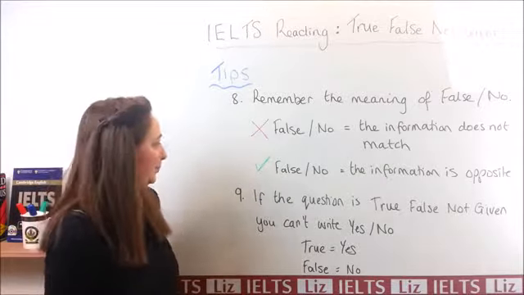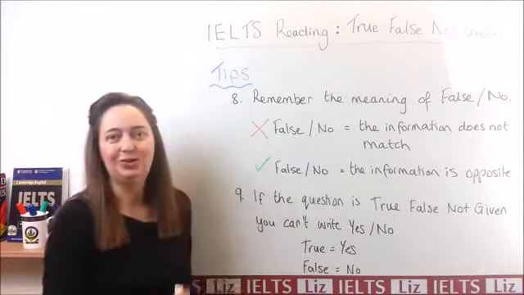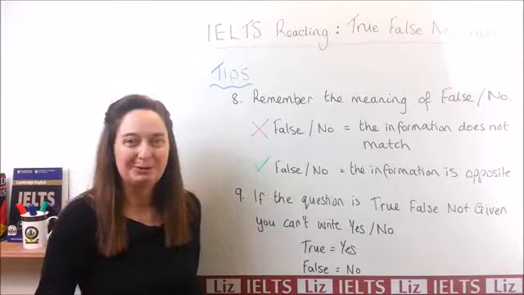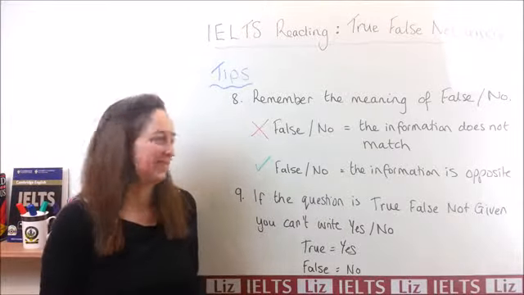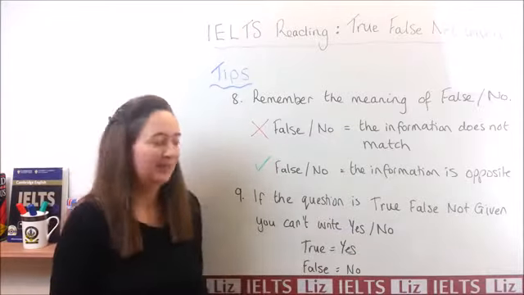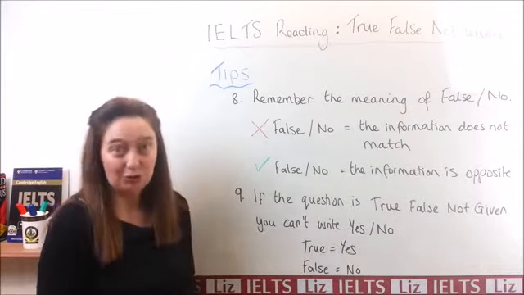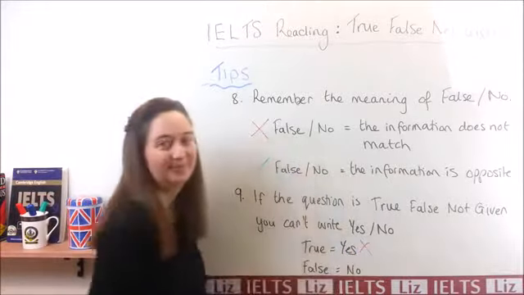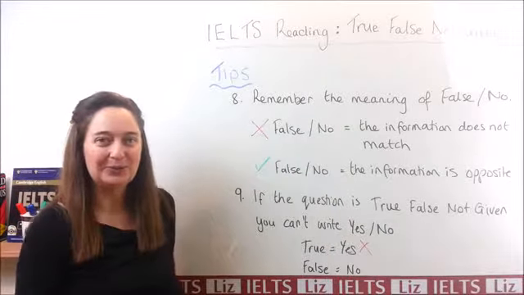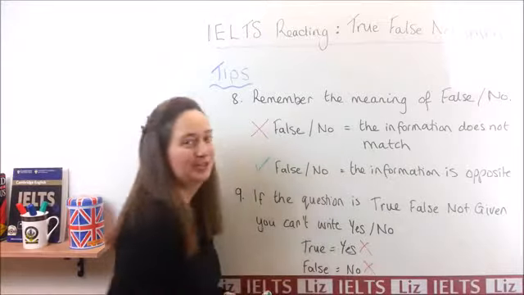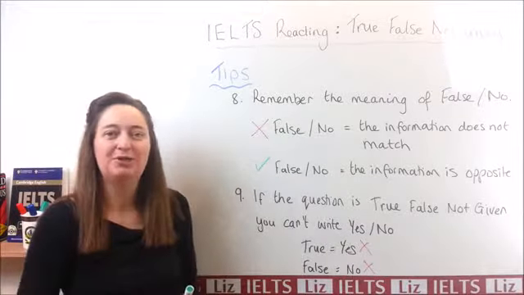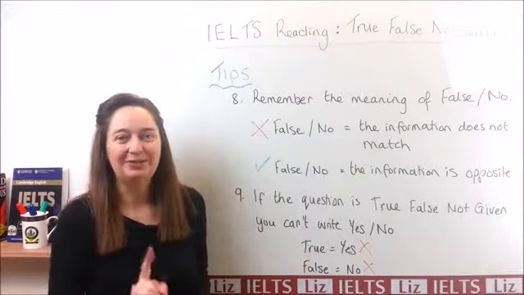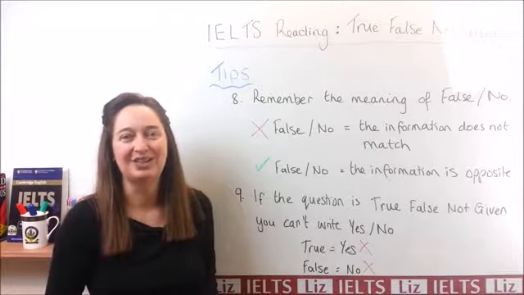Tip number 9. If the question in your reading test is true, false, not given, you must remember to write true or false or not given on your answer sheet. You can't write yes or no. So if the answer is true and you write yes instead, the answer is wrong. And again, if the answer is false, but you have written no, then the answer is wrong again. So please make sure you remember if you're answering true, false, not given, or yes, no, not given, and write the correct word on your answer sheet.